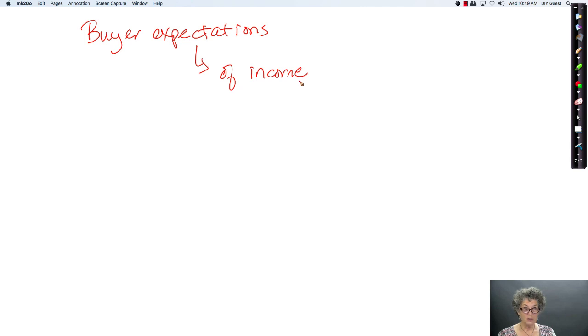So if you expect to start a job in 3 months and you know how much you're going to be paid, it's very likely that you're going to increase your spending today for normal goods based on your expectation of higher income in the future. If you expect to lose your job, it's likely you're going to cut back on your spending today because you're going to need to start saving some in order to pay for food and shelter and so on once you lose your job. So buyer expectations of income are going to affect demand. So again, we have to think about normal versus inferior goods.